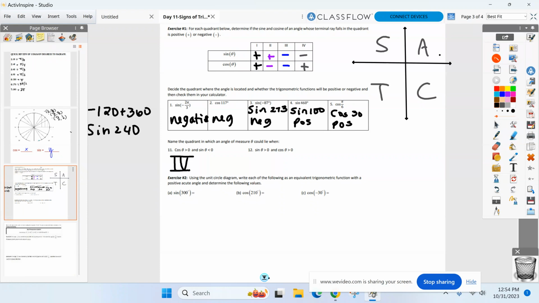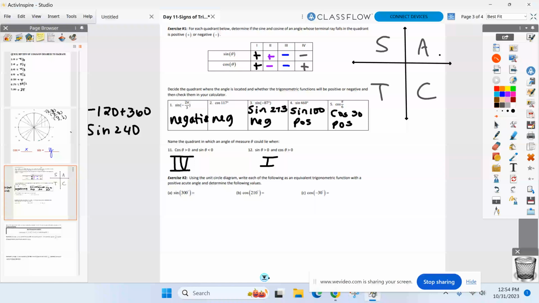Questions on how I got there? It's got to happen at the same time, not in 2 different quadrants. All right, sine is greater than 0, and cosine greater than 0. Quad 1, both are positive in quad 1 at the same time. Good.